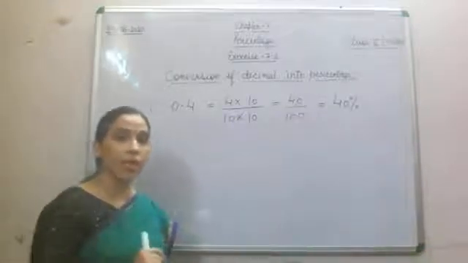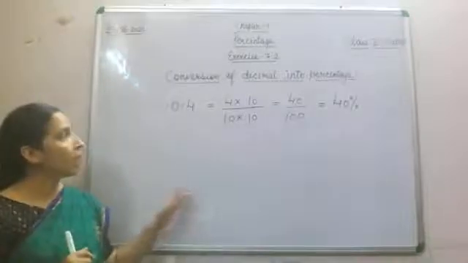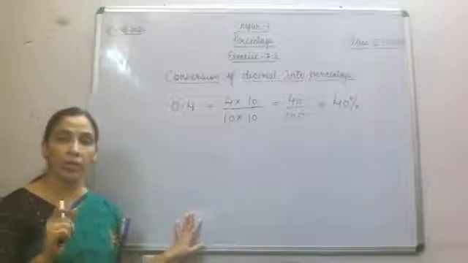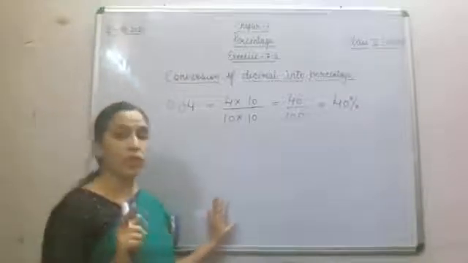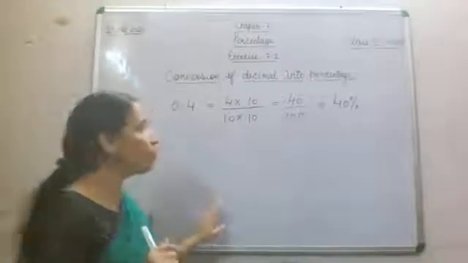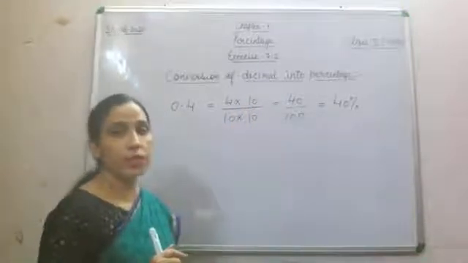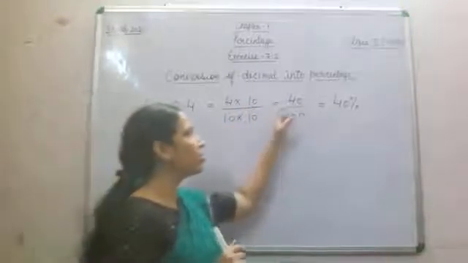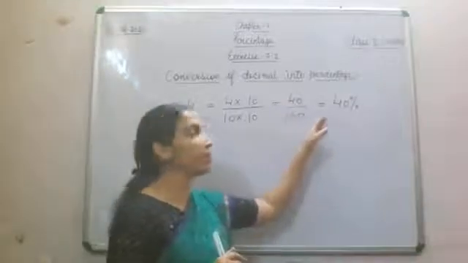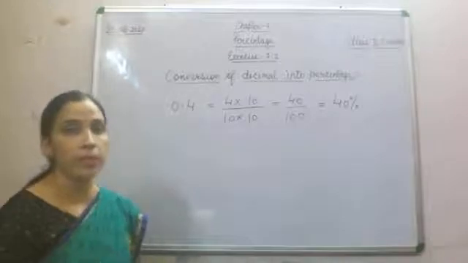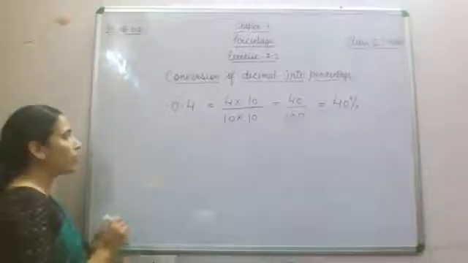Second example we are going to take of that kind only. But here you will find that in the denominator you have 10, but you have to change it into 100. So what we will do, we will multiply 10 in the numerator and in the denominator we'll change it into 100. So it will become 40 by 100, and we can write 40 by 100 as a percentage, that is 40%.